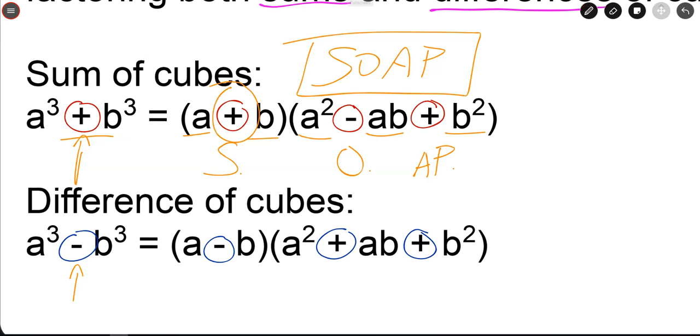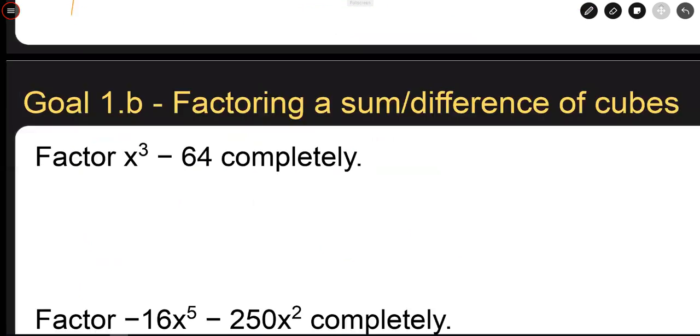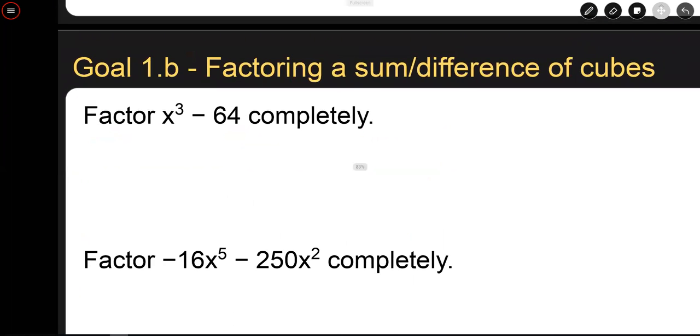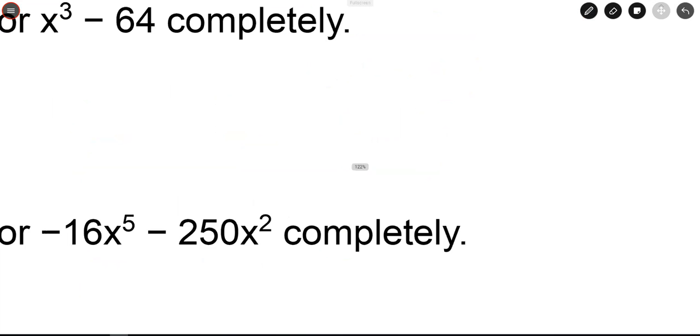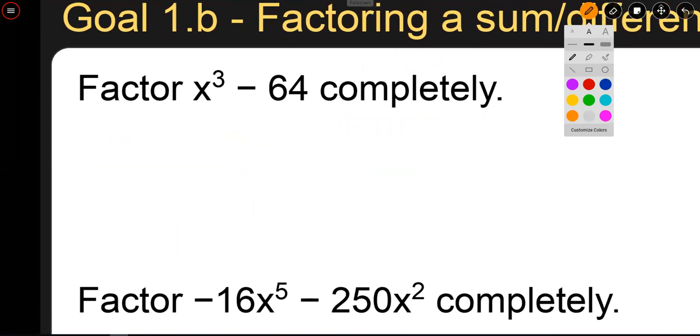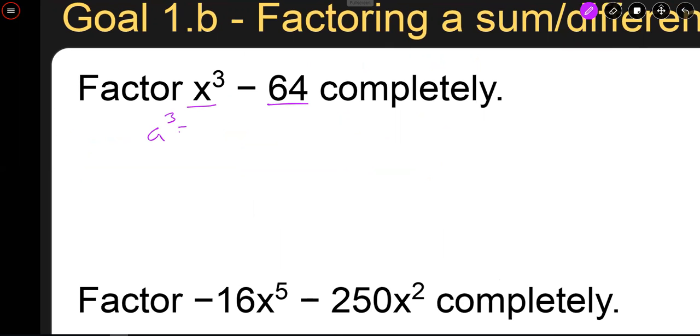So let's see this in action. Goal 1B, factoring a sum or difference of cubes. So the first one we have is factoring x to the third minus 64. And we want to factor it completely. Well, if I look at this, I've got a third power here and a third power here. So my a to the third is x to the third, which means my a is equal to x. For 64, b to the third is 64, which means my b value is 4.